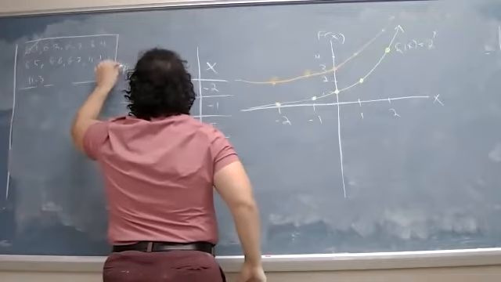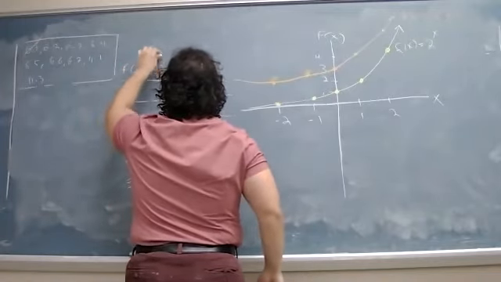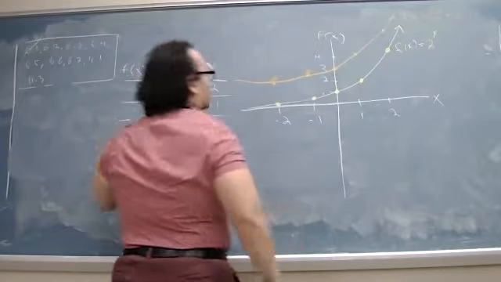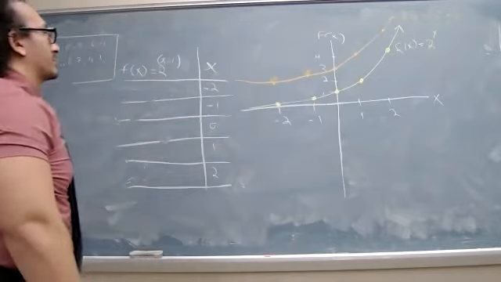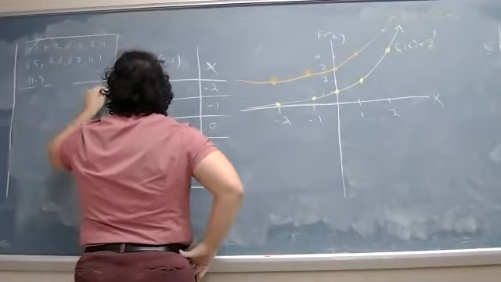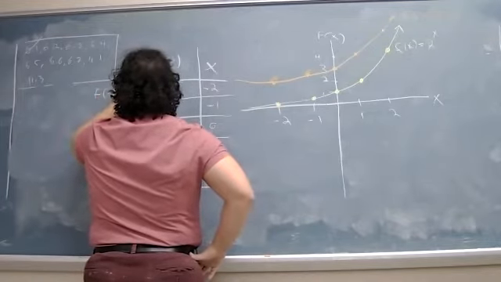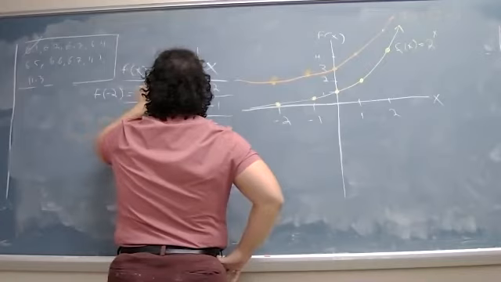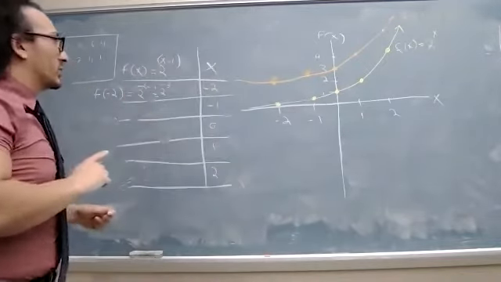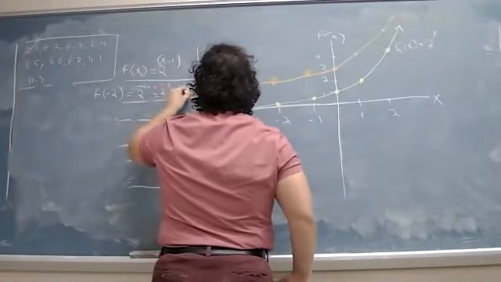How about a function f of x equal to 2 raised to the quantity x minus 1 power? Well, then f of negative 2 is the same thing as 2 raised to the negative 2 minus 1 power. That's 2 to the negative 3. That's the same thing as 1 over 2 to the third power, so that becomes 1 over 8.